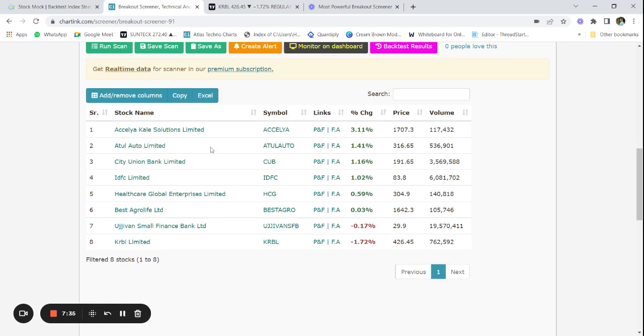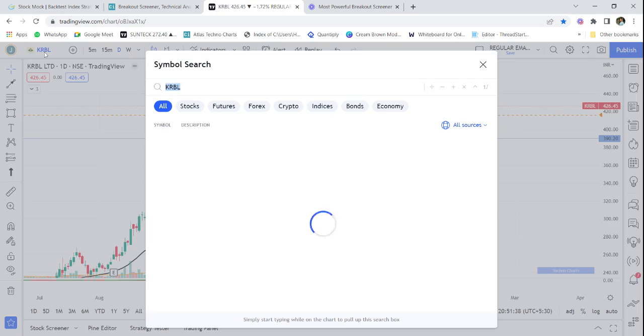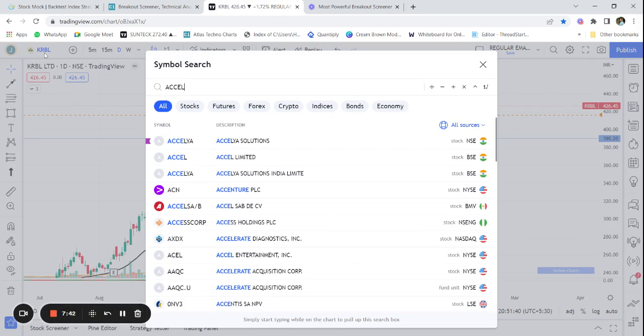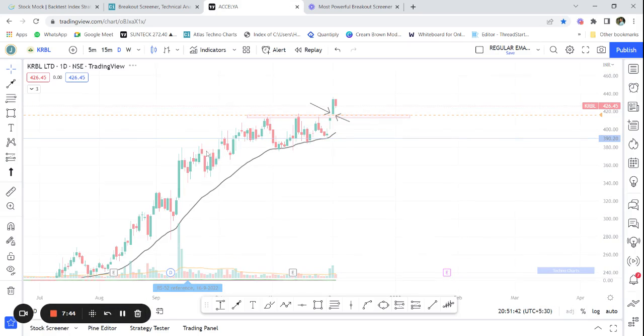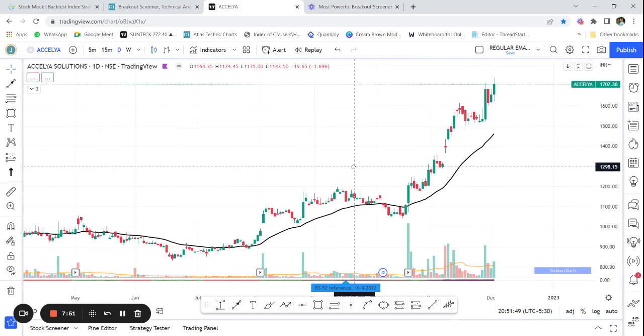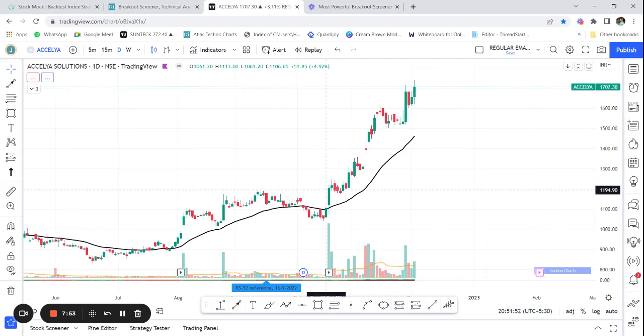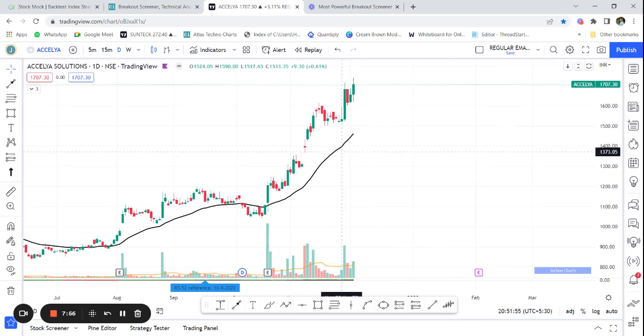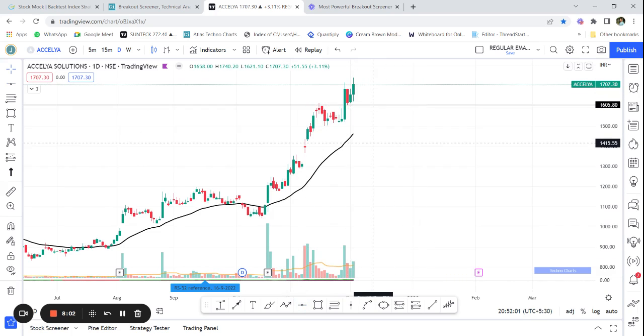Now the second stock we will look at is, let's say, Acelia Kale Solutions, or Acalia, whatever. So if we look at this stock, let us check whether it is at a buyable point or not. As you can clearly see, the stock might have come into the filter at each and every breakout, right? Right now the stock has broken out, and we should have bought this stock at this price. If you had run this filter 2 days ago also, this stock would have come because it was near the 52-week high, right?